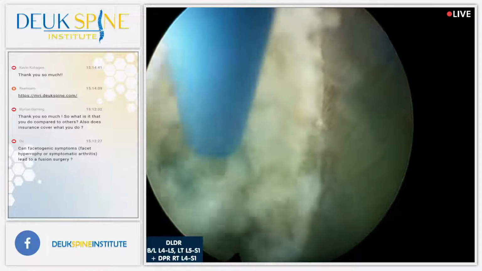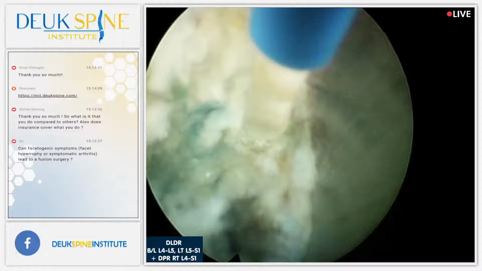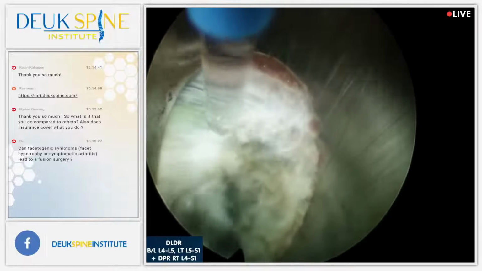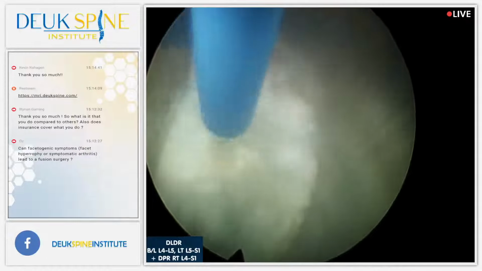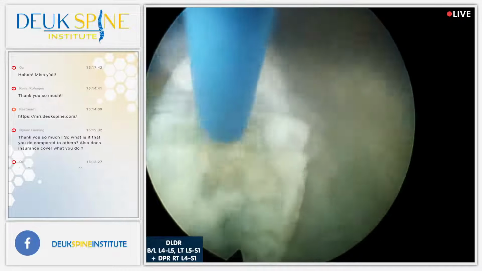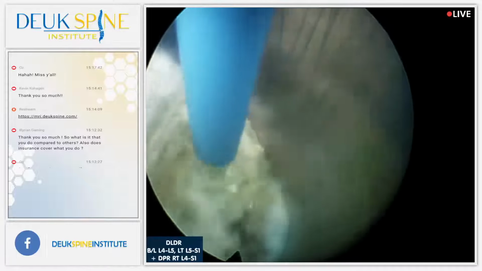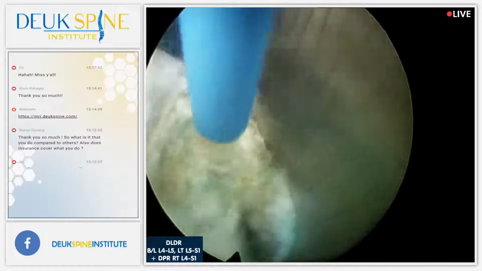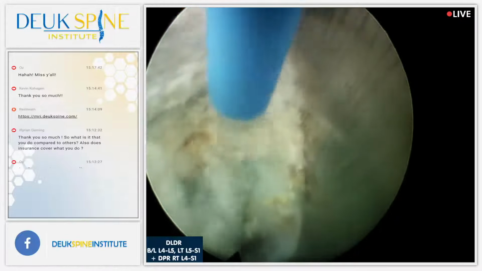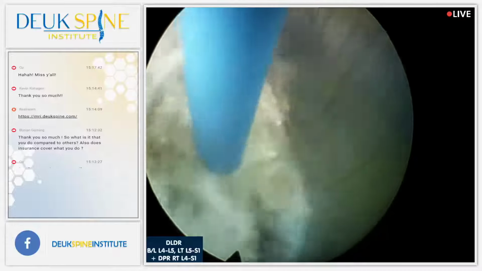Of course. They ask, can facetogenic symptoms like facet hypertrophy or symptomatic arthritis lead to a fusion surgery? Yes, great question, Oz. Gosh, you guys' questions are getting more and more intelligent. You are correct. When a patient goes in and says, my back hurts, and the doctor gets an MRI and sees a slippage, even though it may be facetogenic pain, the doctor doesn't know that. He or she just recommends laminectomy and fusion. So yes, facetogenic symptoms all the time result in fusion.